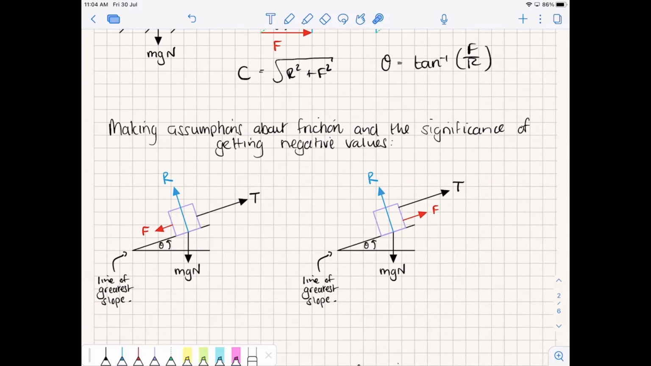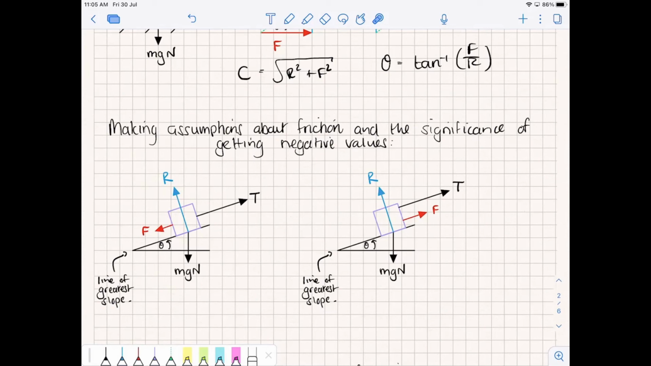So I want you to consider the object over here. We have a box or something on a slope. We have a force applying up the line of greatest slope, and we have a friction force. So have a look at the two different scenarios. The force up the hill is exactly the same in both instances. There's some tension pulling the object up the hill. Now let's consider the two different scenarios that the friction is acting on.